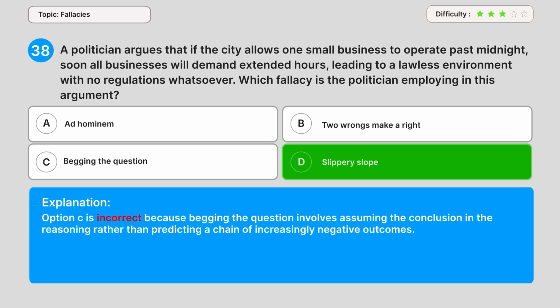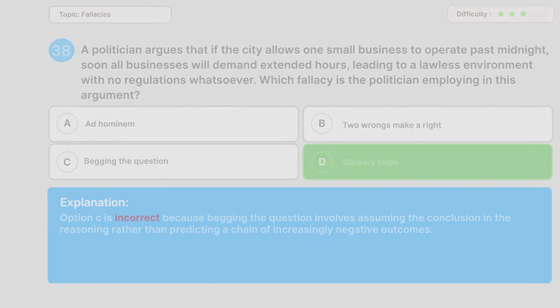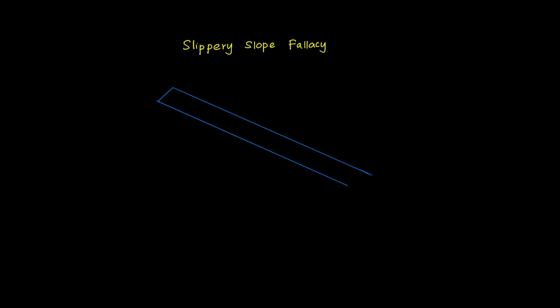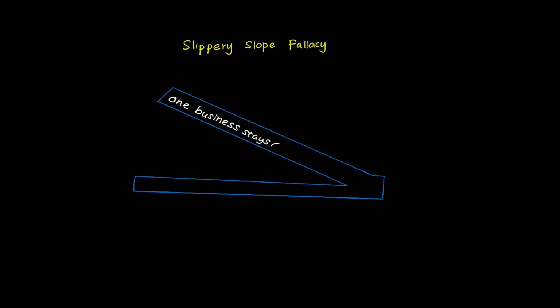Option C is incorrect because begging the question involves assuming the conclusion in the reasoning rather than predicting a chain of increasingly negative outcomes. A politician argues that allowing one small business to operate past midnight will inevitably lead to all businesses demanding extended hours, resulting in a lawless environment with no regulations. This is slippery slope, suggesting one step will inevitably lead to similar steps with undesirable consequences, used to justify not taking the initial action.